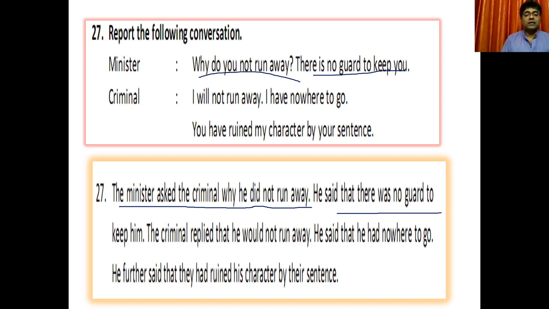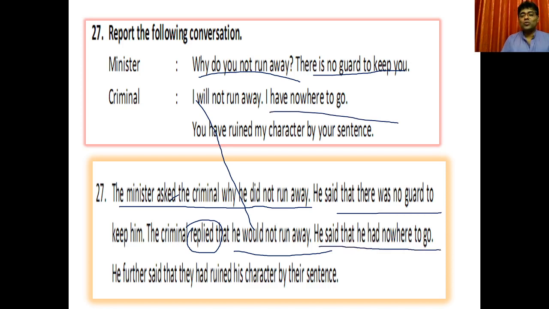Criminal, I will not run away. The criminal replied that he would not run away. Will has been changed into would, the corresponding past tense. I have nowhere to go. So it has been changed into he said that he had nowhere to go. Have has been changed into had. Please remember, have has been changed into had. And he continues.